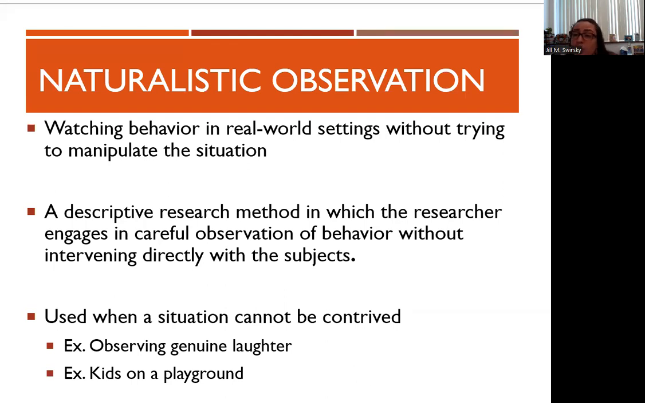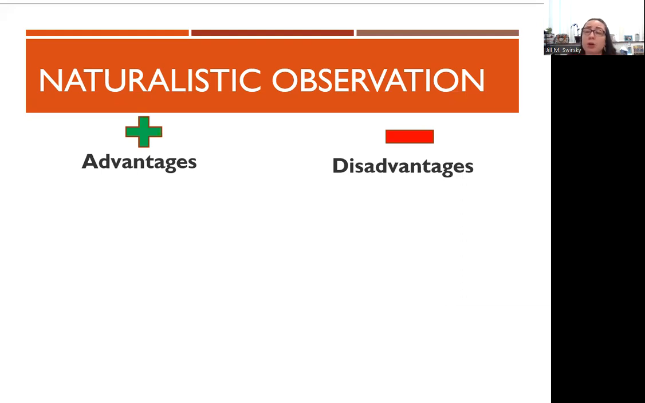Another example is if I want to observe bullying behaviors of kids playing on a playground. It's very difficult to bring kids into a lab and ask them to bully. Usually they know that they're not supposed to be engaging in those bullying behaviors, so they will behave differently if they know they're being watched. So if I want to observe these behaviors, I'm probably better off just watching them in their natural setting on a playground. Now, there's some pros and cons.